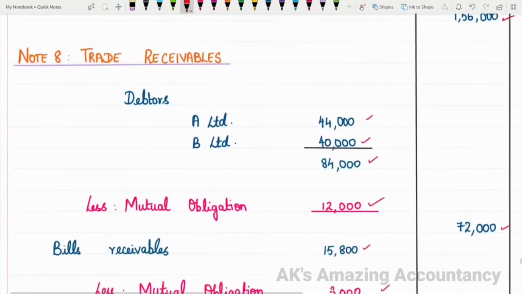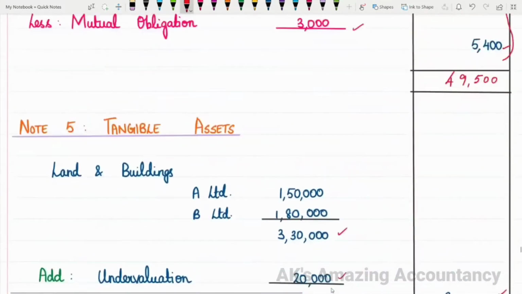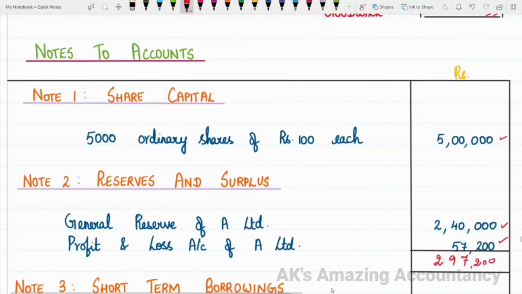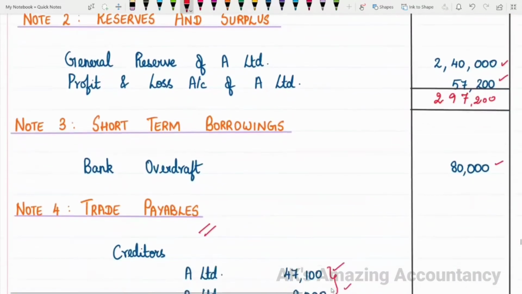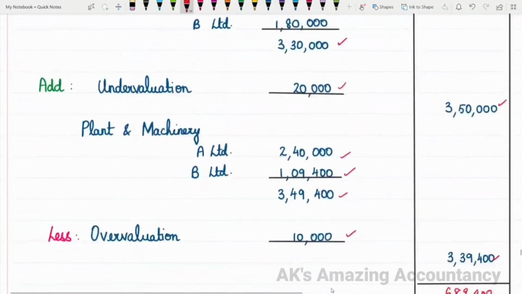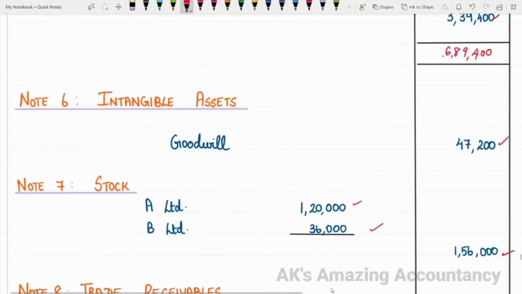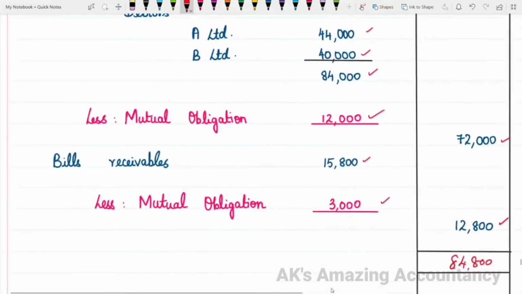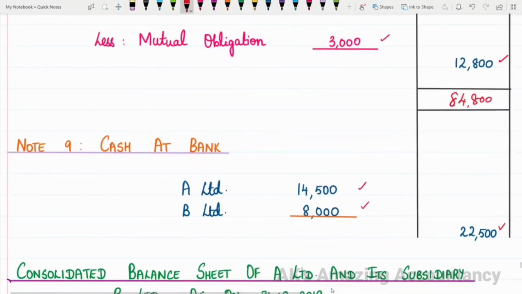So starting from note 1, we have finished till note 9. Note 1, share capital. Note 2, reserves and surplus. Note 3, short-term borrowings. Note 4, trade payables. Note 5, tangible assets. Note 6, intangible assets. Note 7, stock. Note 8, trade receivables. And note 9, cash at bank.